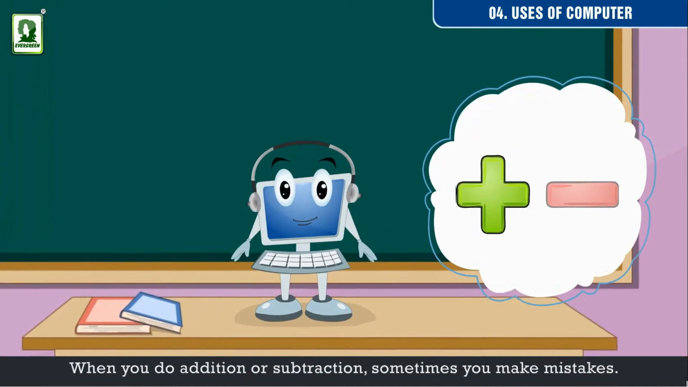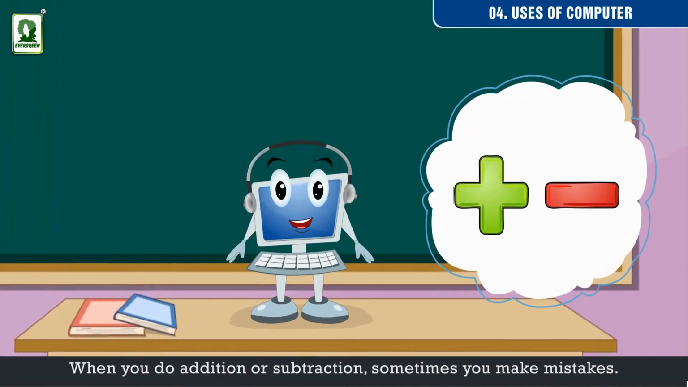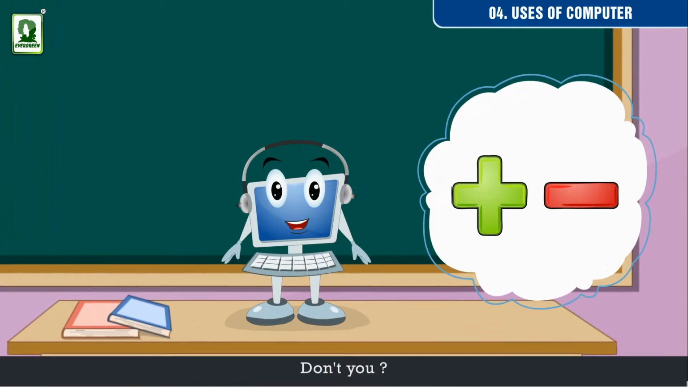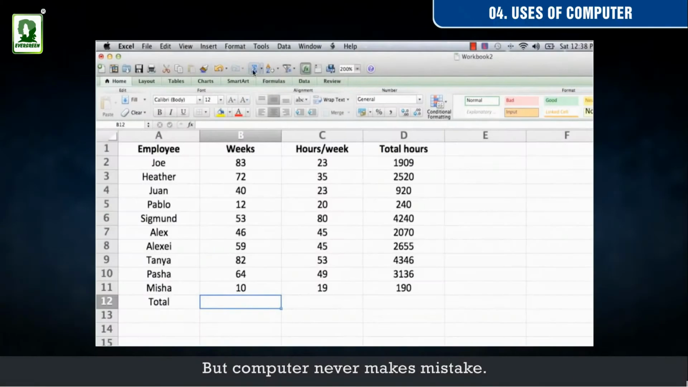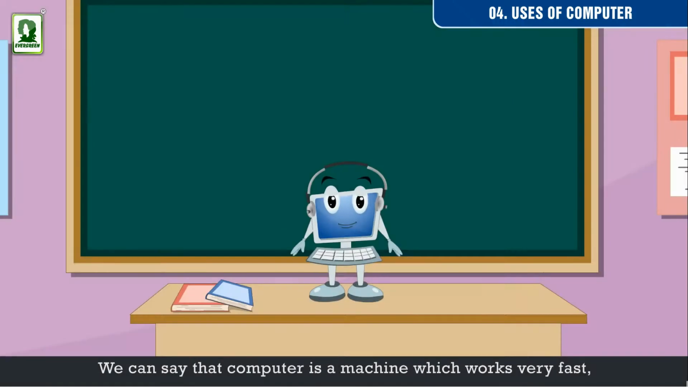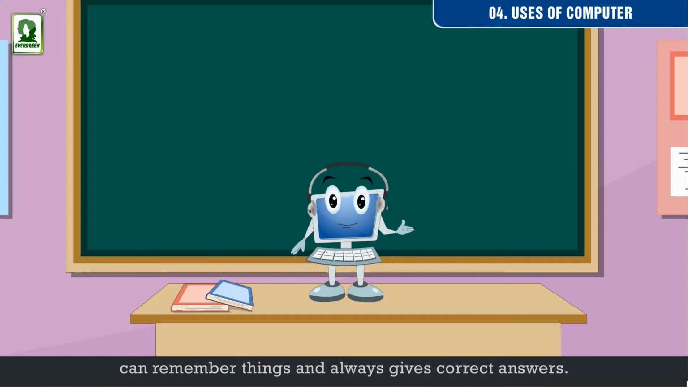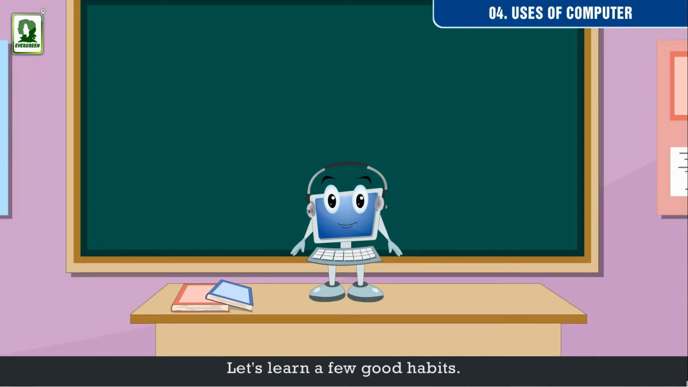When you do addition or subtraction, sometimes you make mistakes. Don't you? But computer never makes mistake. It always gives the right answer, which means it is always correct. We can say that computer is a machine which works very fast, can remember things and always gives correct answers. We can say that computer is a machine.